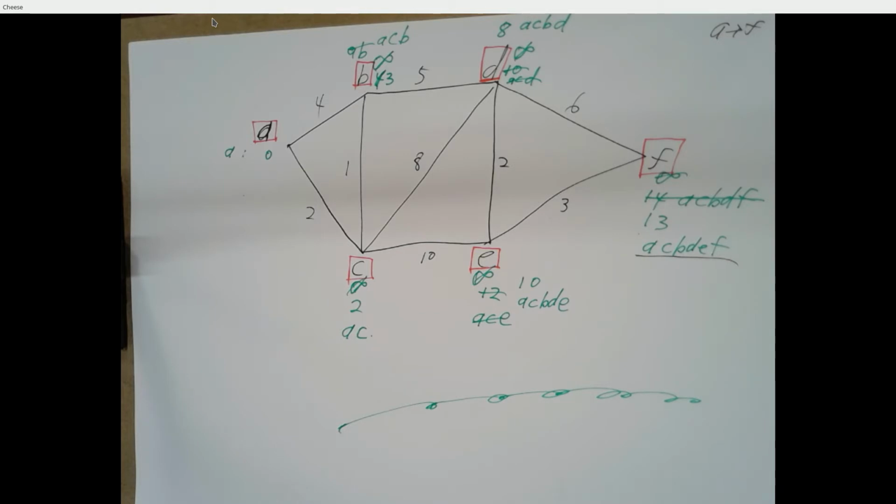C of 12. How about D? That's 11 plus 9. But we could already get to B in a distance of 4, right? We already had a path with distance 4, so we're not going to replace it with an 11. We're just going to leave it at 4.